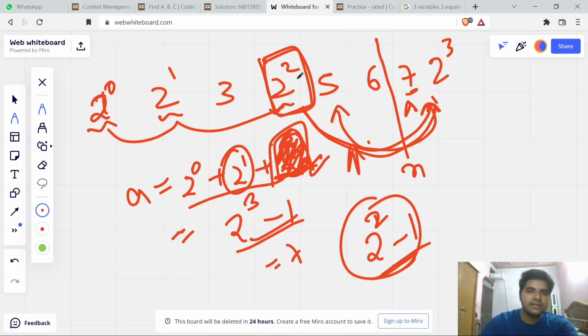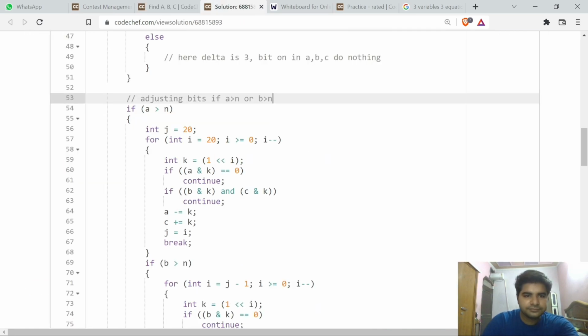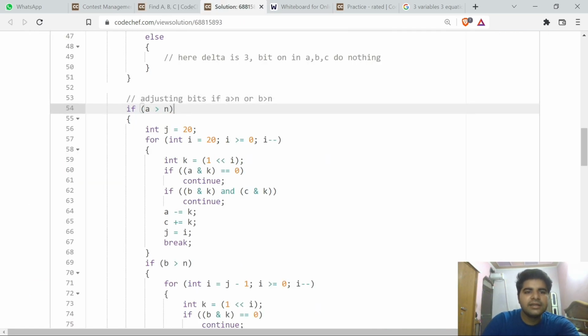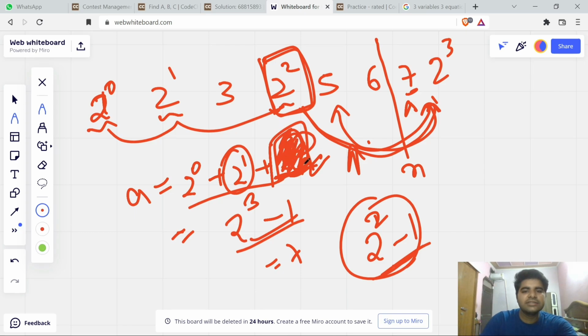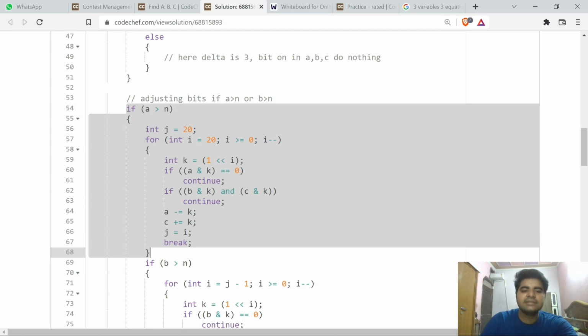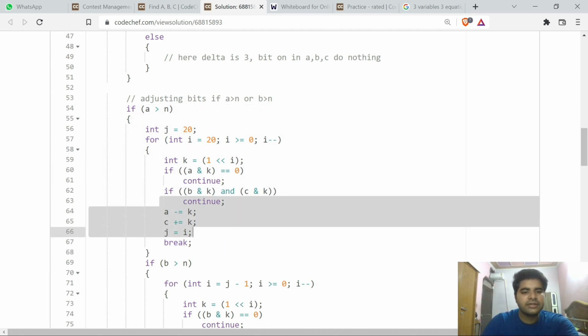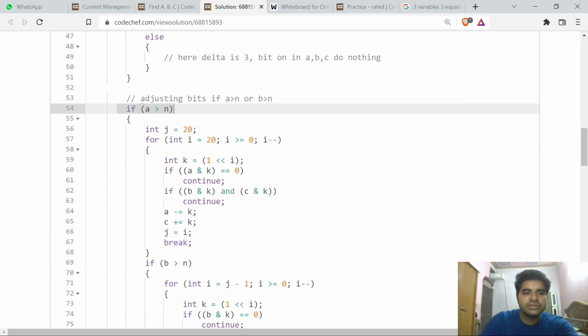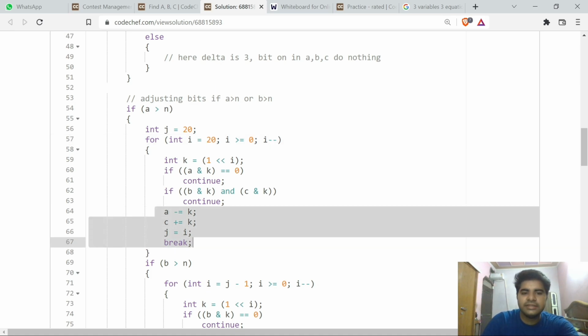So what I did here is, if my a is greater than n, you can also use while a is greater than n. While your value of a is greater than n, you keep doing that. But I just proved that only removing the highest bit will do your task. So I know that this piece of code will run only once, so I don't use while. I just use if. So I do this and I just break. So this part only runs one time.